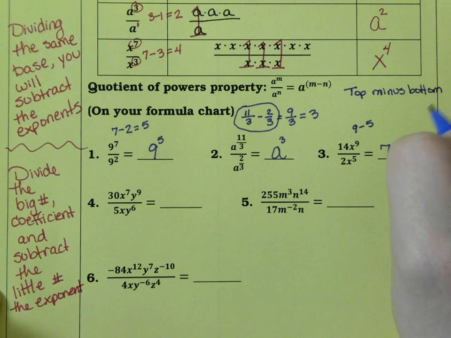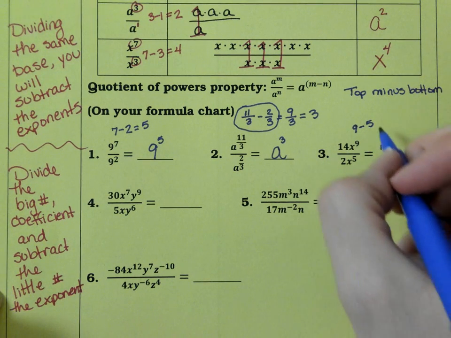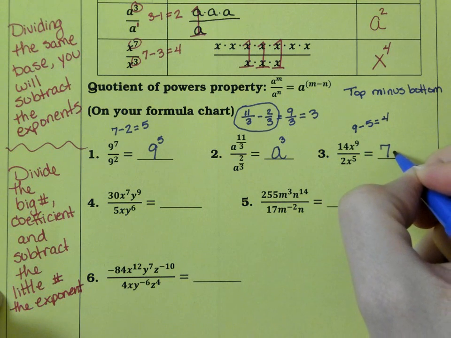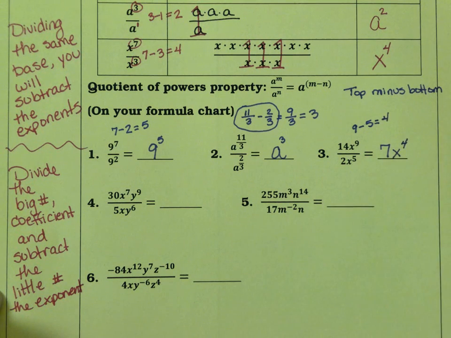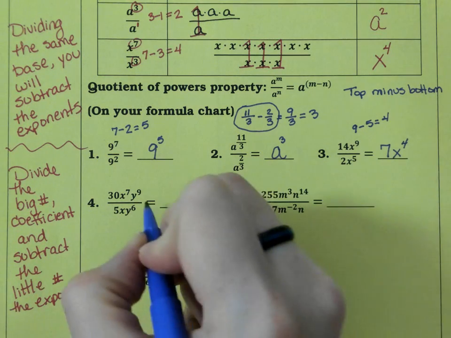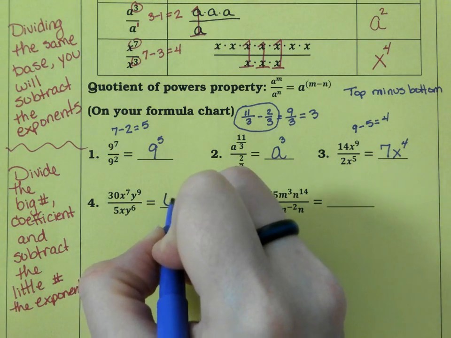So if you're using your calculator, top number minus the bottom number. So 9 minus 5 is 4. So I have x to the 4th power. And then, let's go down to number 4. I have 30 divided by 5, which is 6.